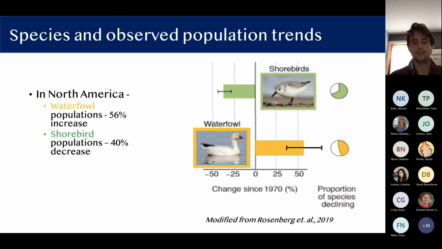And in a survey conducted in 2019, it was found that since 1970, waterfowl populations have seen a 56% increase, whereas shorebird populations have decreased by 40%, which is obviously a very drastic difference, considering that these birds can be found in the same habitats and are using, for the most part, the same geographic resources.